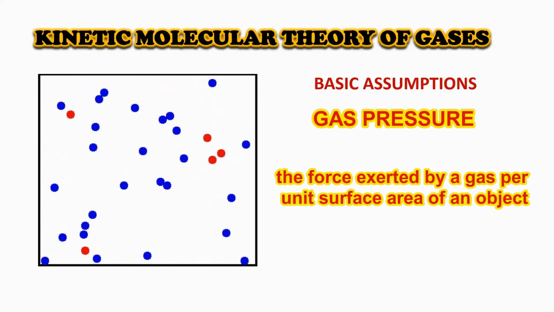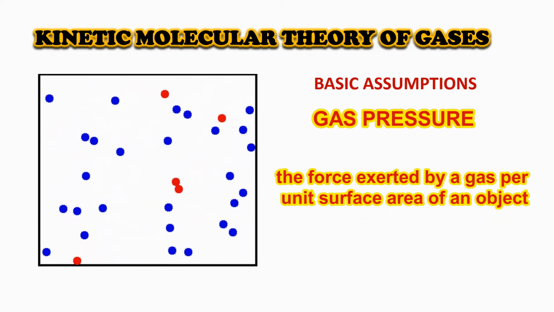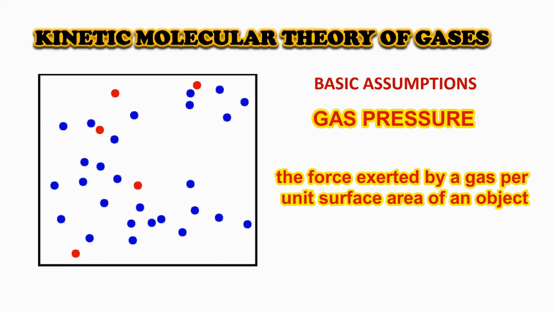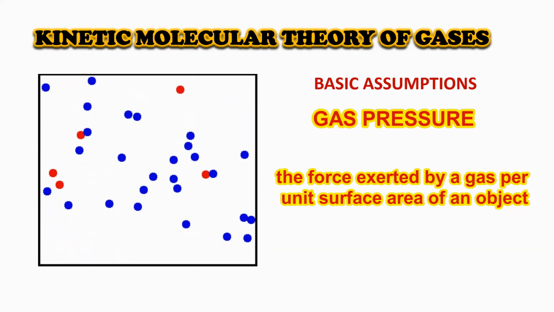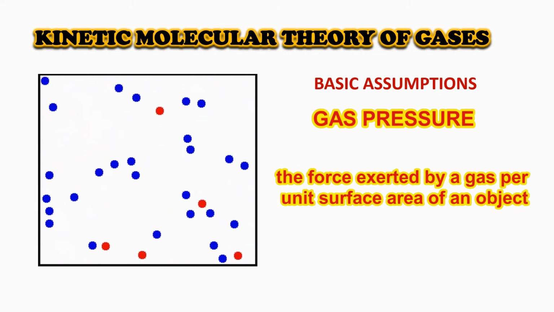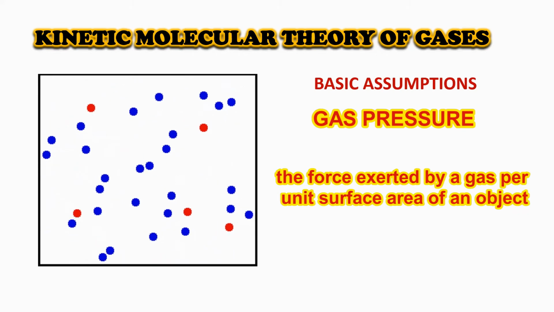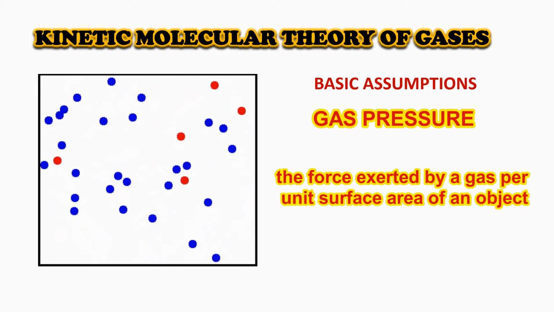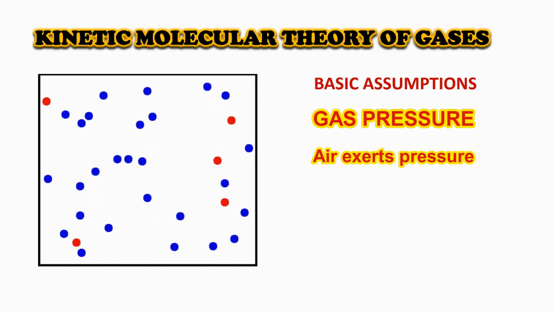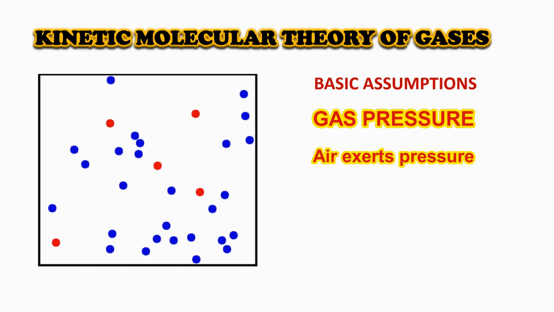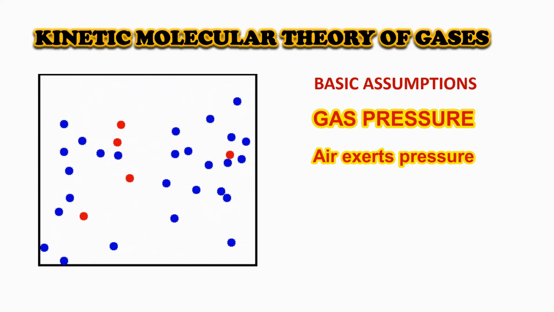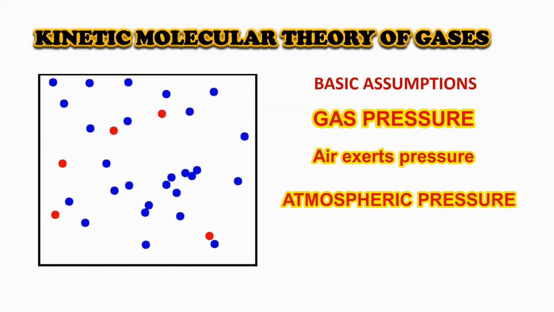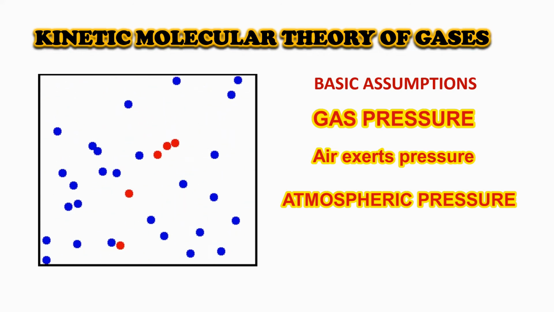Gas pressure is defined as the force exerted by a gas per unit surface area of an object. If there are no gas particles present, there cannot be collisions and there is consequently no pressure. Such an empty space with no particles and no pressure is called a vacuum. Air exerts pressure on Earth because gravity holds air molecules in Earth's atmosphere. Atmospheric pressure results from the collision of air molecules with objects.